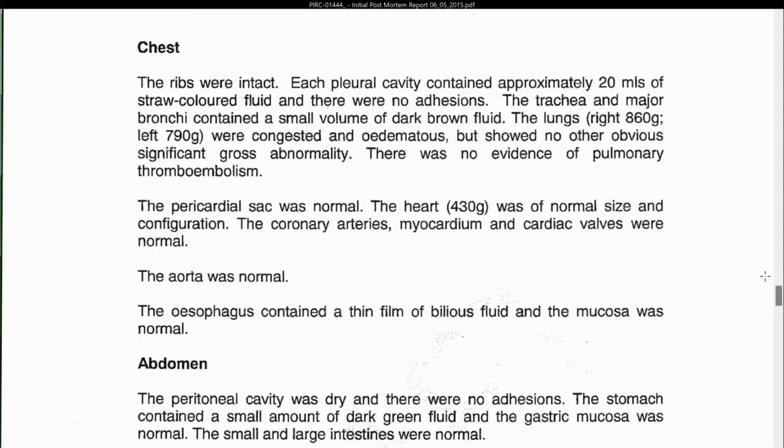Then can we look at the next section, which I think is chest on page 7. And here you say that the ribs were intact. Now tell us how you visualised the ribs and how many ribs you were able to visualise during the post-mortem.